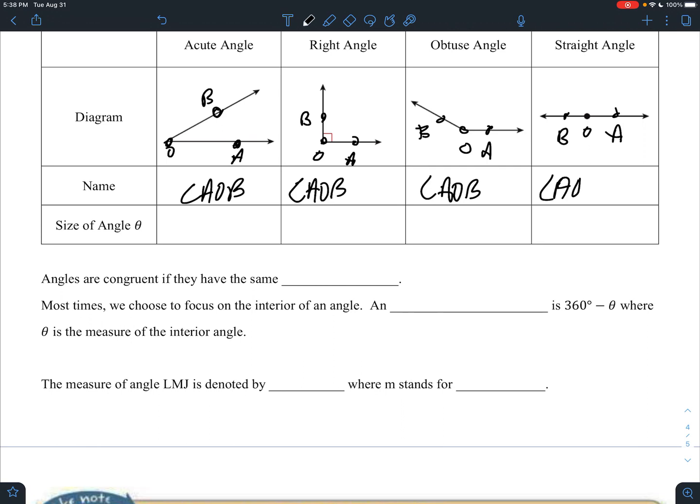Some of them do have alternate names, special names, like this one. I like to sometimes use the right angle symbol because it's special, right? And this one has a special name that you already know. It's a line, right?